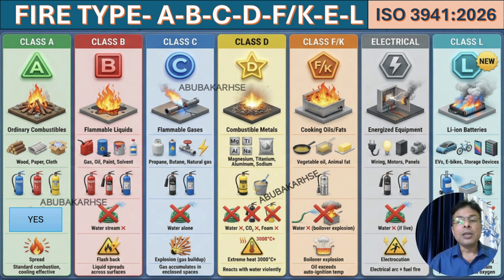So friends, you have to get the concept clearly. For the L type fire, which fire extinguisher can you use? You can use the CO2 fire extinguisher. So these are the clear details for fire types A, B, C, D, E, F, K, and L. Thank you friends, bye bye.